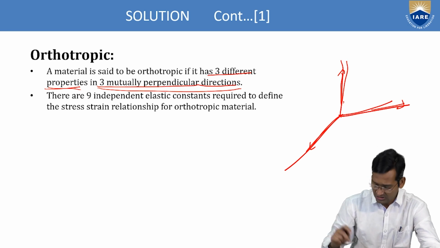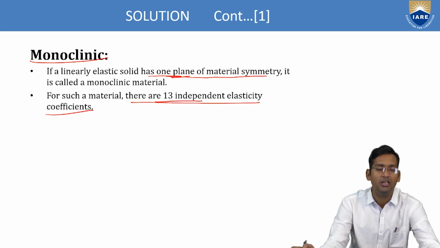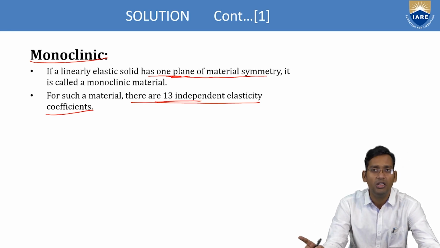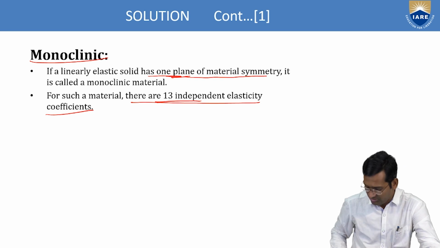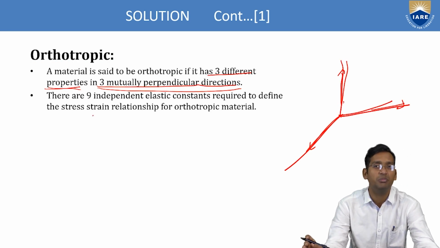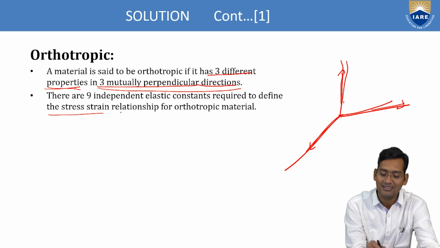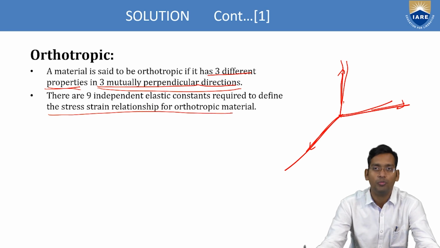So now just see here. In this case, how many are there? 13 independent. Earlier, how many was there? 21. So now 13 independent elastic constants. Now in case of orthotropic, only 9 independent elastic constants are there. So there are 9 independent elastic constants required to define the stress-strain relationship for an orthotropic material.